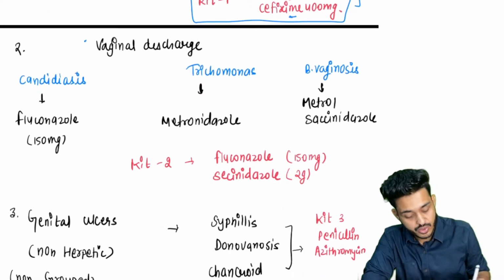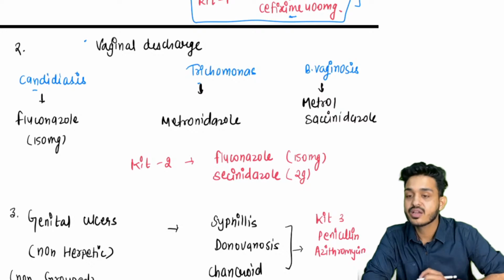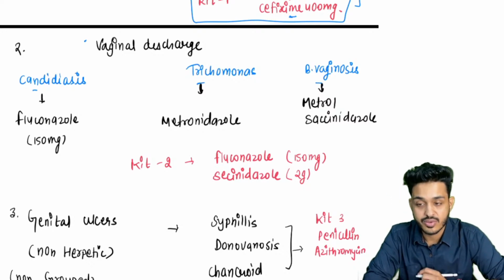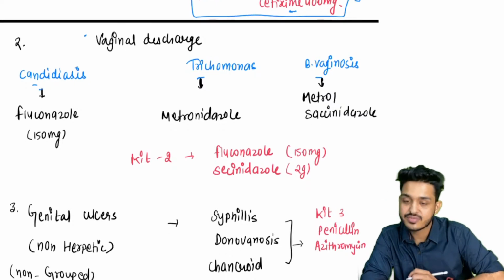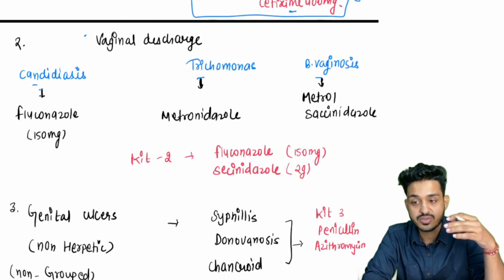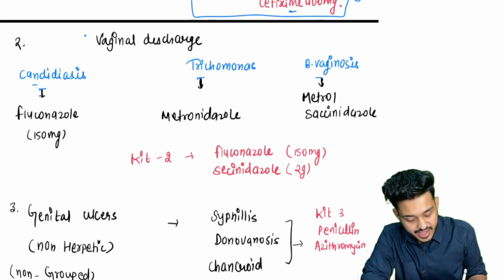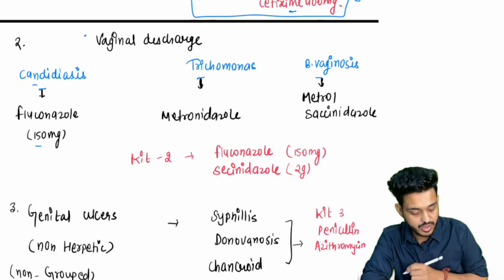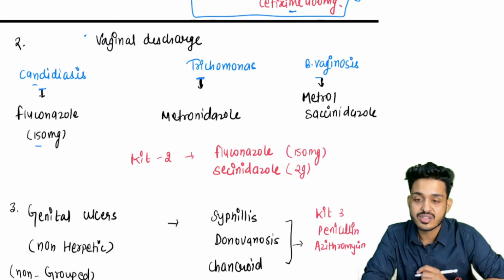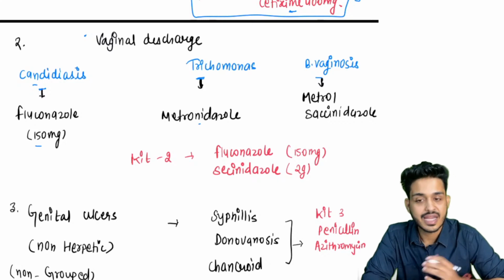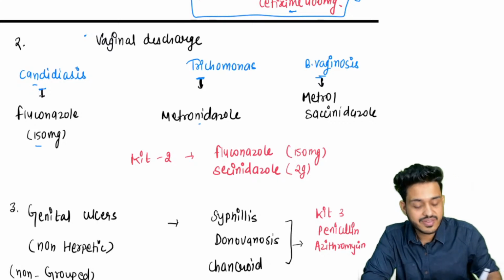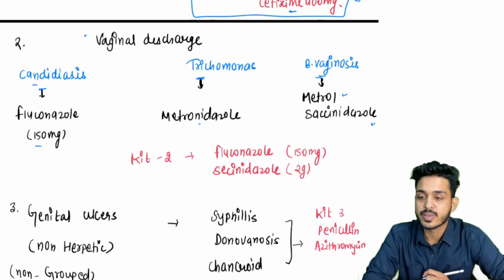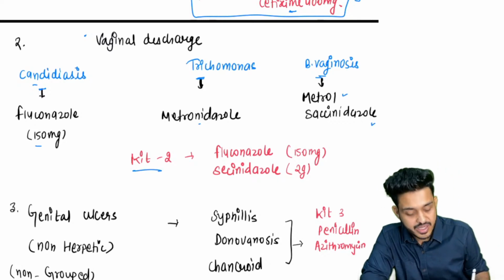Second thing is, if the discharge is coming from the vagina, what we can do? It can be candidiasis, it can be trichomonas, or it can be bacterial vaginosis. Okay, what all can it be? So candidiasis is a fungal infection, we can use fluconazole, an antifungal drug. Candida's drug of choice is fluconazole, so we can use fluconazole 150 mg. If it is trichomonas, we can use metronidazole, which is anti-amoebic, anti-protozoal. If it is bacterial vaginosis, we can also use metronidazole or secnidazole. Both will work, right? So kit number 2 is made.